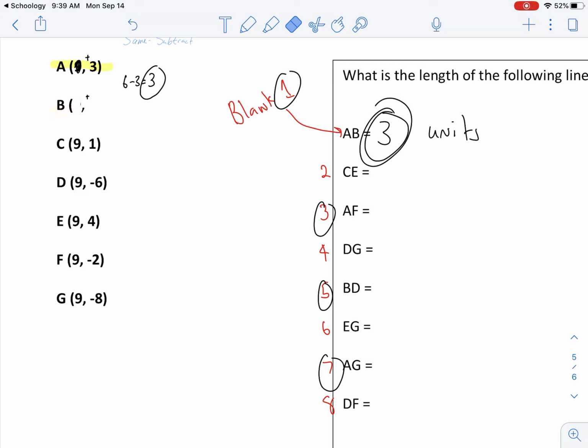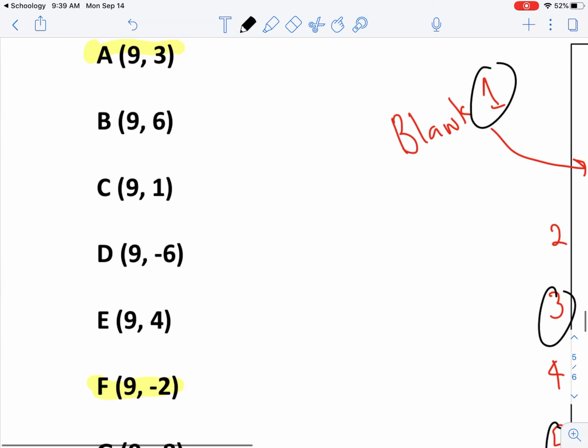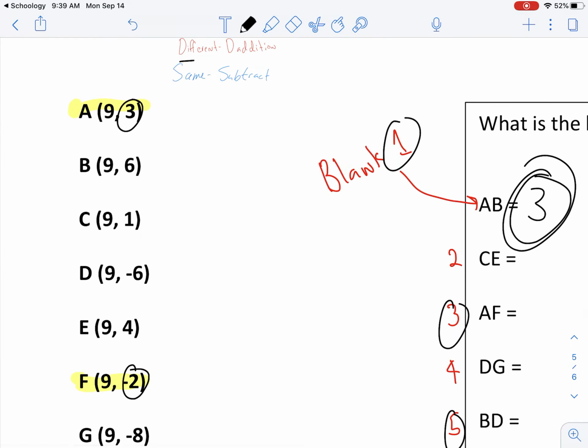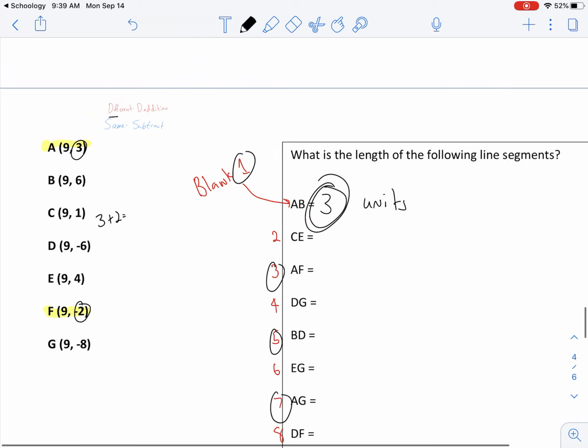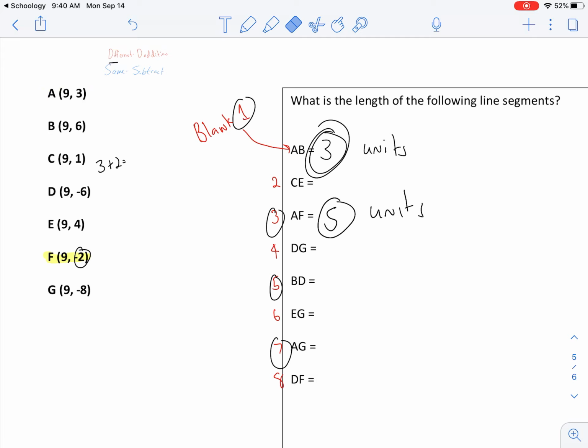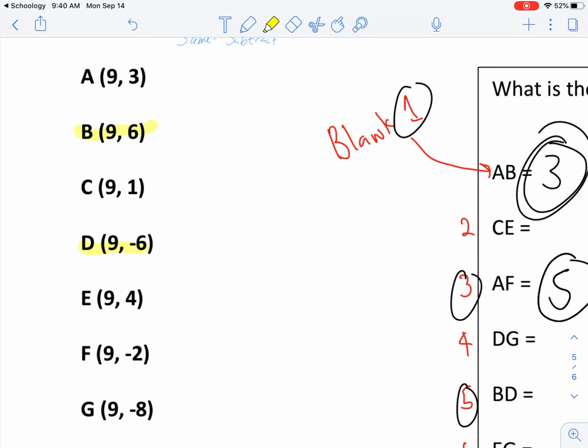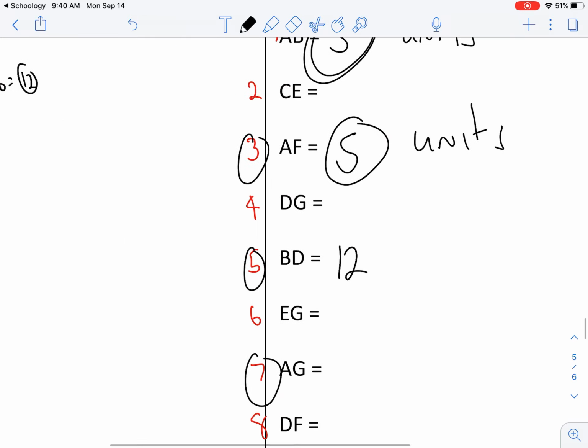AF. Let's look at A, let's look at F. Okay, here's A, here's F. Here we have a 3 and a -2. So those are different. Okay, so there we're going to use addition. 3 plus 2 is going to give you 5. Next, BD. We have 9, 6, 9, -6. So keep in mind this is a positive, negative. Those are different signs. You're actually 6 plus 6 as 12. Okay, 12 units.